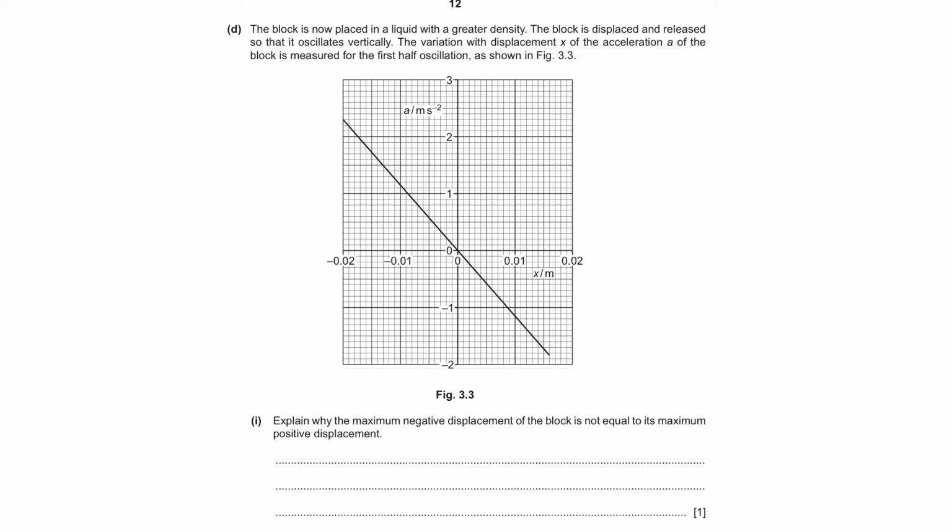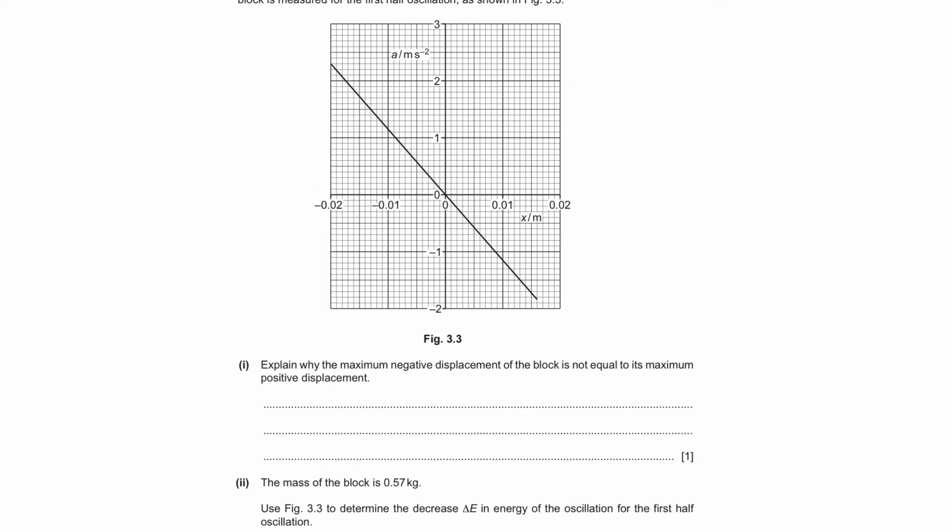This has to do with the liquid being of a greater density. And because the liquid is of a greater density, that basically means that our block now experiences drag forces. And that results in something known as damping. So we'll say that there's damping due to the drag force.